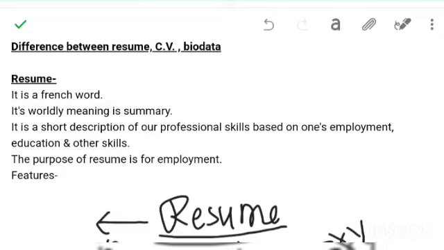All this we discussed right now. See, the same is written in the slide. It is a French word. Its literal meaning is summary. It's a short description of our professional skills based on one's employment, education, and other skills. The purpose of a resume is for employment.